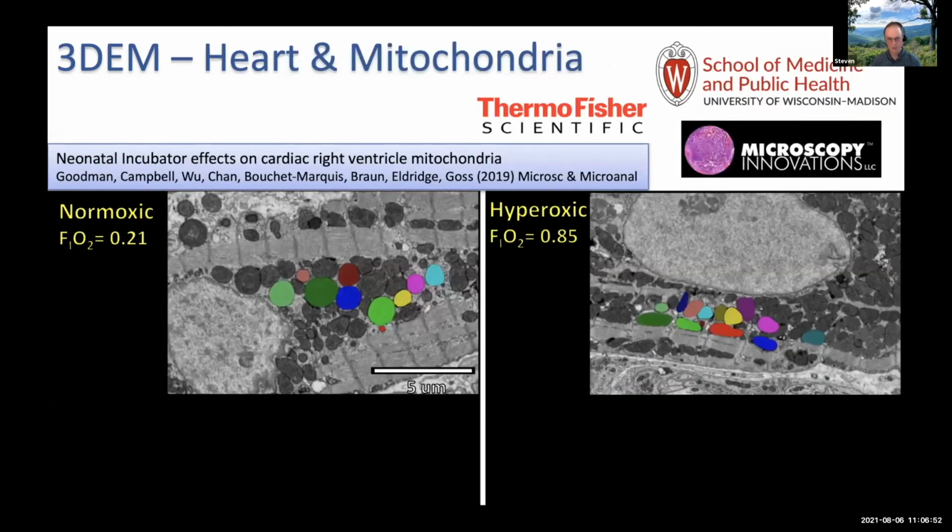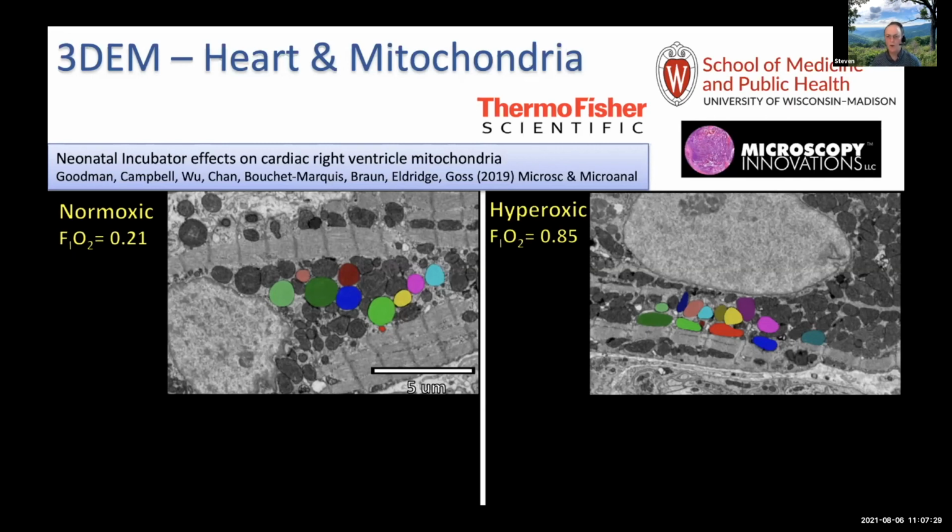And finally, this will be the last study I'll show. This was done by the Department of Pediatrics at the University of Wisconsin, working with me at Microscopy Innovations and some others, and also with Thermo Fisher. They used serial block phase SEM to examine the effects of neonatal incubators on cardiac right ventricle mitochondria. They did this to understand why children and adults who were in NICU incubators have reduced exercise and oxidative capacity, even as they are young children and moving into adulthood.